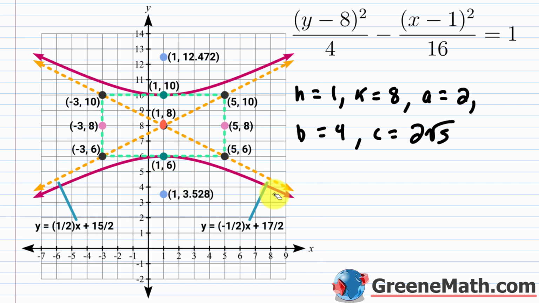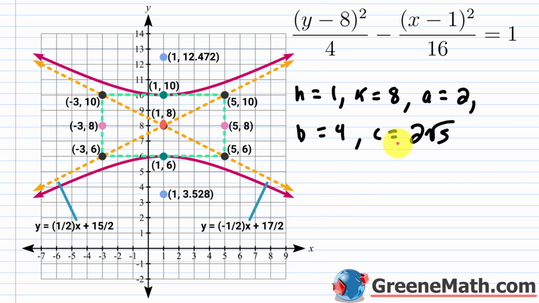In terms of the covertices, now I'm going to use this b value. B is the distance from the center to each covertex. Here that's 4. Again, we would be moving horizontally here. So from the center, I'm moving 4 units to the right to get to this covertex, which is 5 comma 8. And then from the center, I'm moving 4 units to the left to get to this covertex, which is negative 3 comma 8.